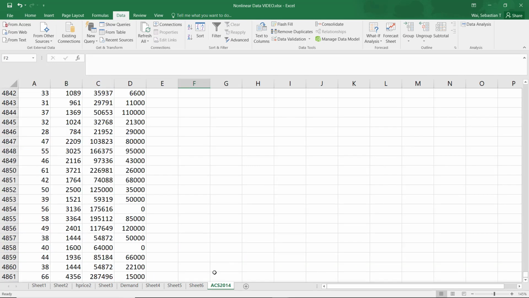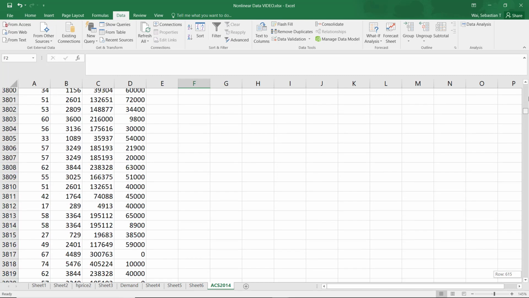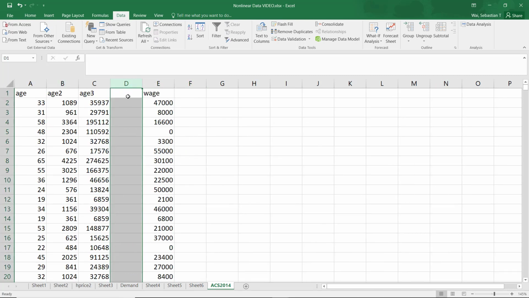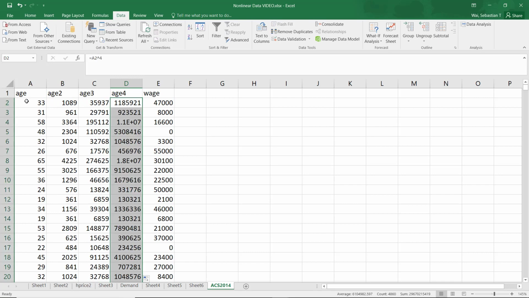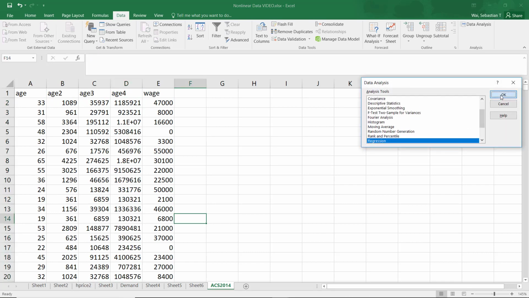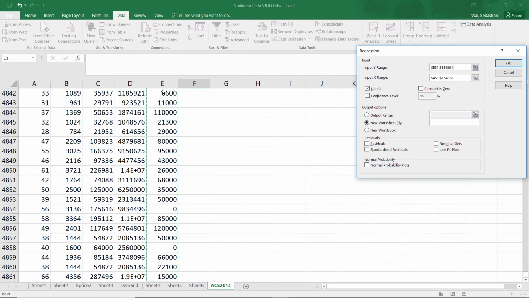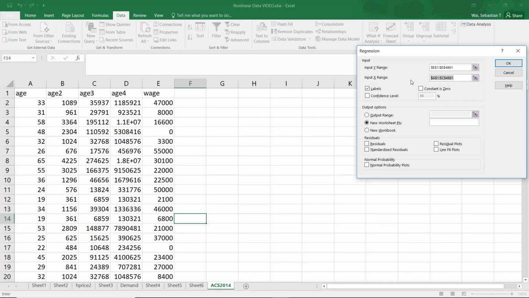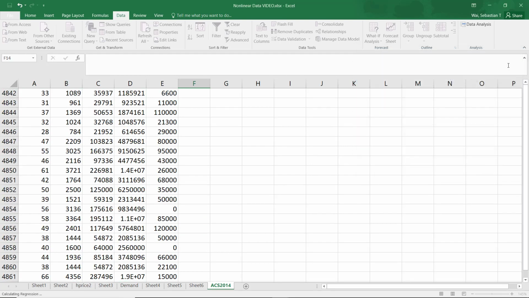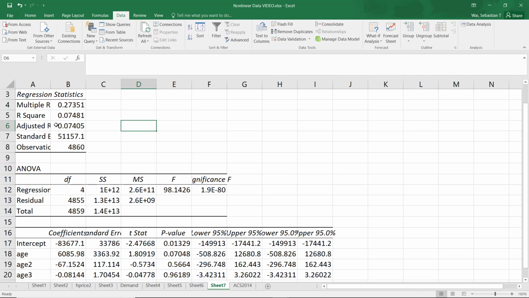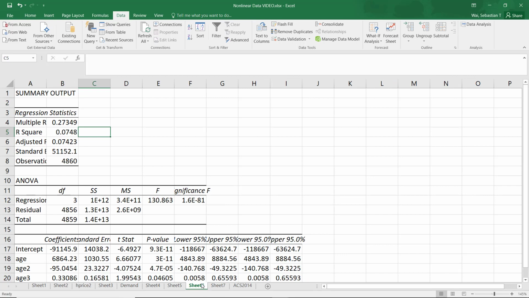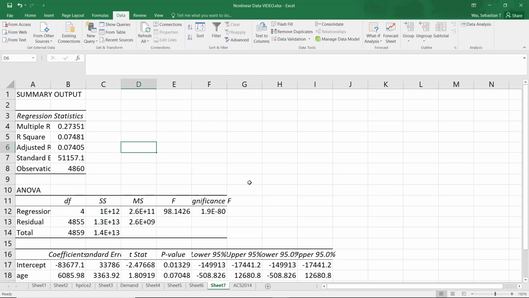Now let's go back and add one more term. We're going to make an age to the fourth term. Copy that all the way down. Then we're going to run the regression. Looking at the r squared with this one, it's basically not changed from the cubic model. This suggests the age to the fourth term is probably unnecessary.